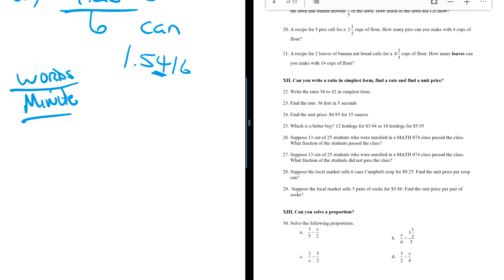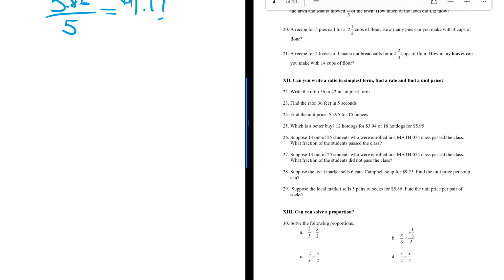All right, number 29. Suppose the local market sells 5 pairs of socks for $5.86. Find the unit price. Same thing. We've got $5.86 for 5 pairs of socks. And we want to know what it costs for 1 pair of socks. So that's 5.86 divided by 5. And I get $1.17, 1.17 if I round it to the nearest hundredth. Okay.